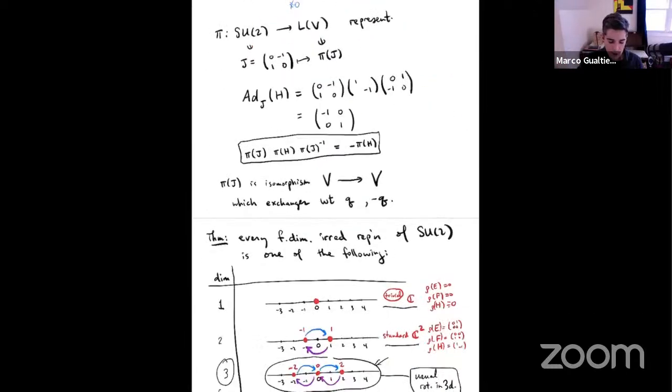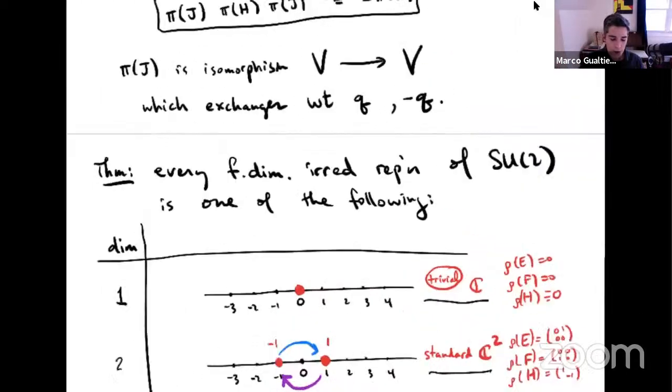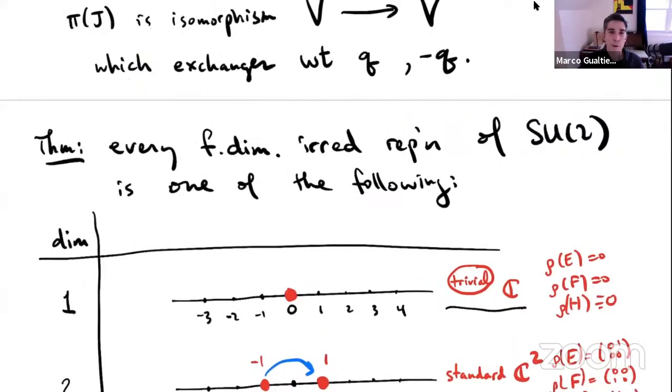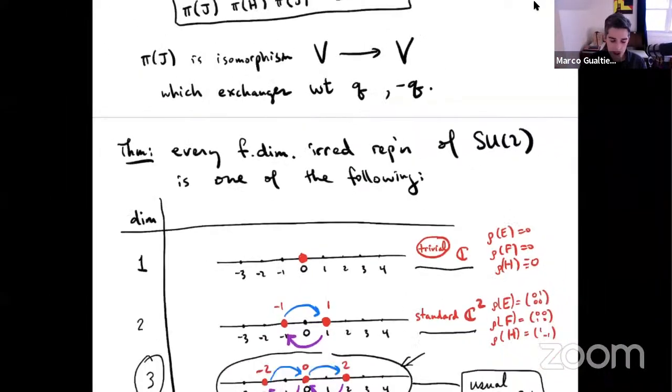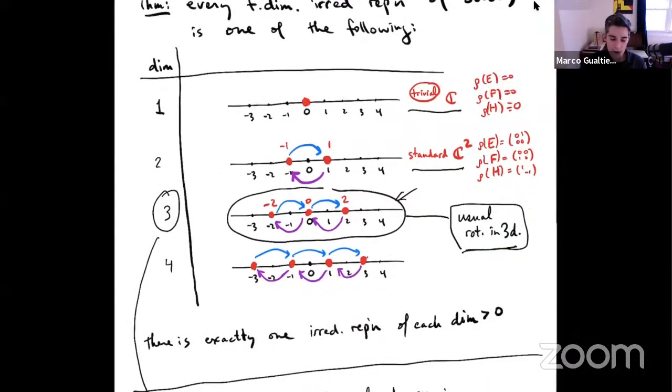So the theorem is that every finite dimensional irreducible representation of SU2 is built exactly in this way. This process that I just explained of choosing a highest weight vector and populating down until you get to the bottom will produce all of them. Let me draw a picture. We have this one, which is the trivial representation. It's one-dimensional, weight 0, and raising 0 and lowering 0. So it is just C, where all of the 3 matrices are just acting by 0.